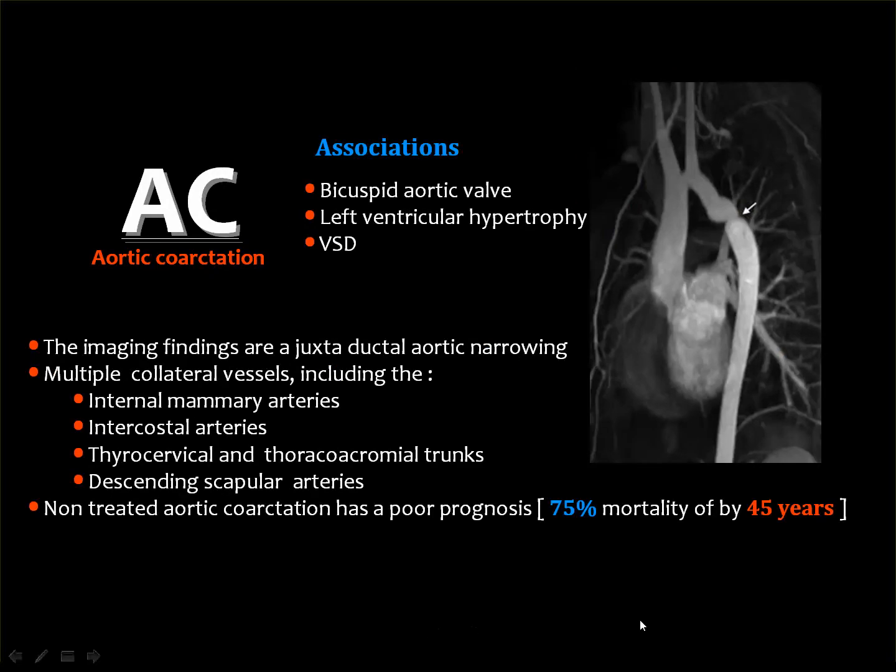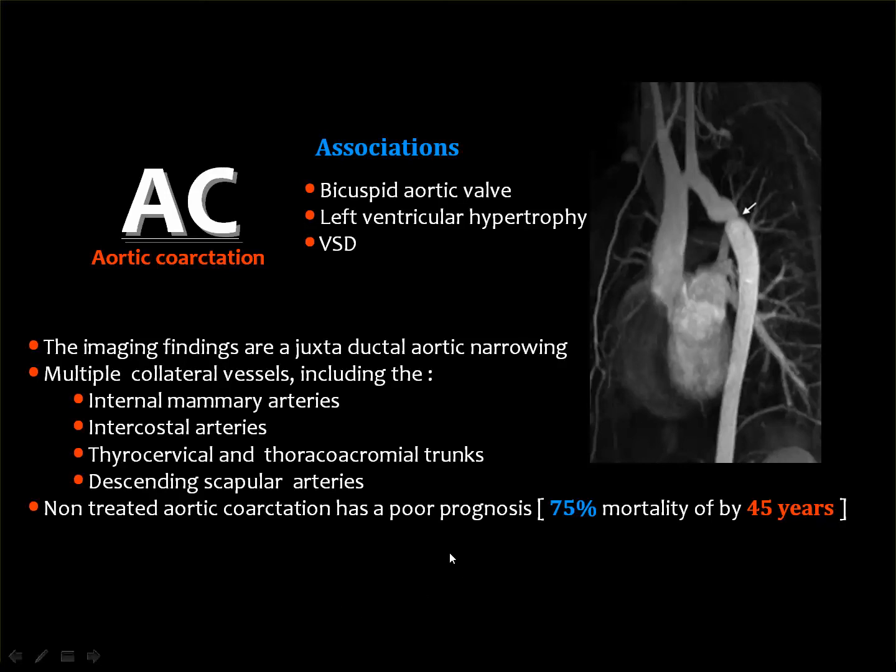The diagnosis of aortic coarctation is easy. It depends on the detection of a relatively narrowed segment or a focal area of narrowing, usually located distal to the origin of the subclavian artery. Then you may look for the presence of collaterals, which result from the impedance or resistance to the flow through the aortic arch, which develop through the internal mammary artery, intercostal arteries, the thyrocervical and the thyroacromial trunks.